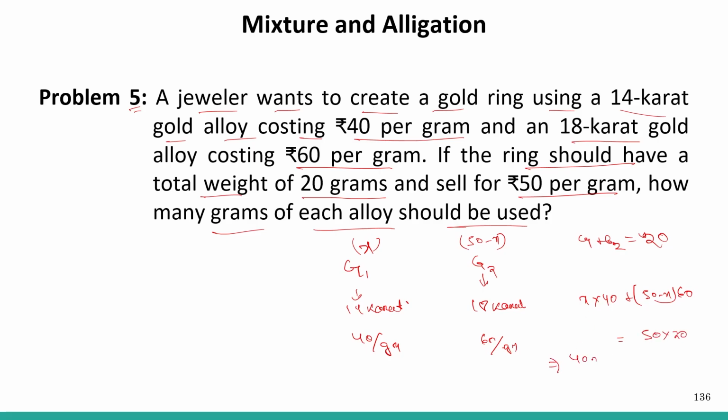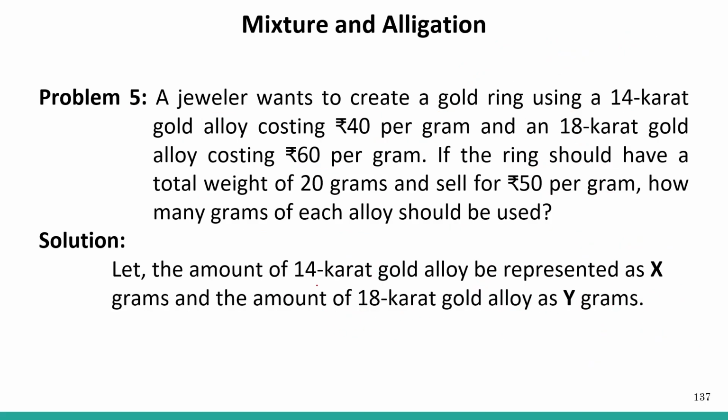So it will be 40x plus 300 minus 60x is equal to 1000, right? This implies that minus 20x plus 300 is equal to 1000. So minus 20x is equal to 700. This implies that x is equal to 700 by 20, right? Cancelling a 0 out, we are left with 35. So x must be 35.